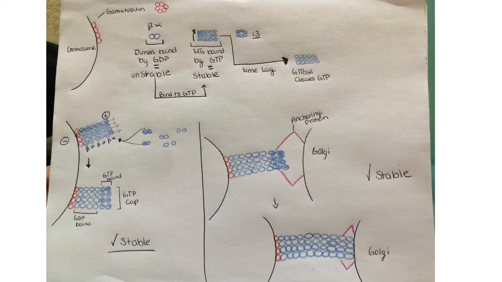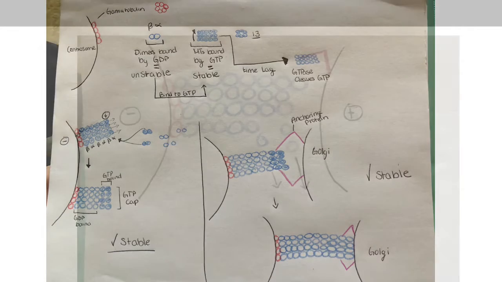When it does reach a target, for example, the Golgi, anchoring proteins from its organelle will squeeze and hold the microtubules in place. Eventually, the microtubule will cleave all of its GTP to GDP, and there will be no GTP cap. But that's okay because the microtubule is anchored, so it is stable, and it is ready for a motor protein to walk along it for vesicle transport.